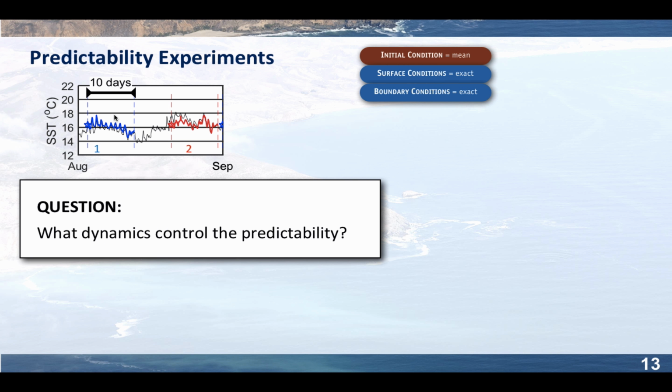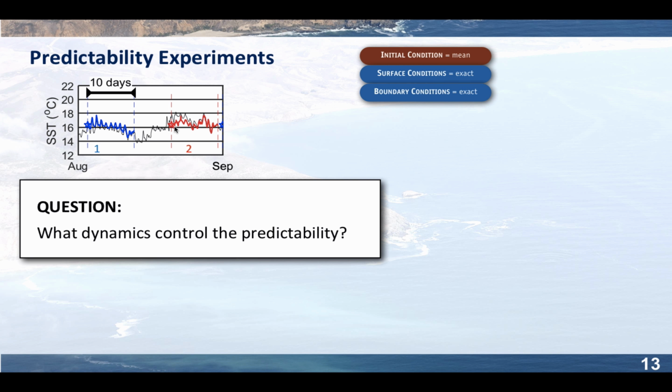So in this particular experiment, for example, what we do is we set the initial condition to a climatological mean. That is, we take the long-term mean over this period, and that's going to be our initial guess of the initial condition. However, we retain the exact surface and boundary condition. So in this particular experiment here, this is one buoy location, for example, we start from the mean average condition, and then we run the model for 10 days, and we compare the trajectory of this model with the one obtained from the hindcast, which we consider here to be the truth.